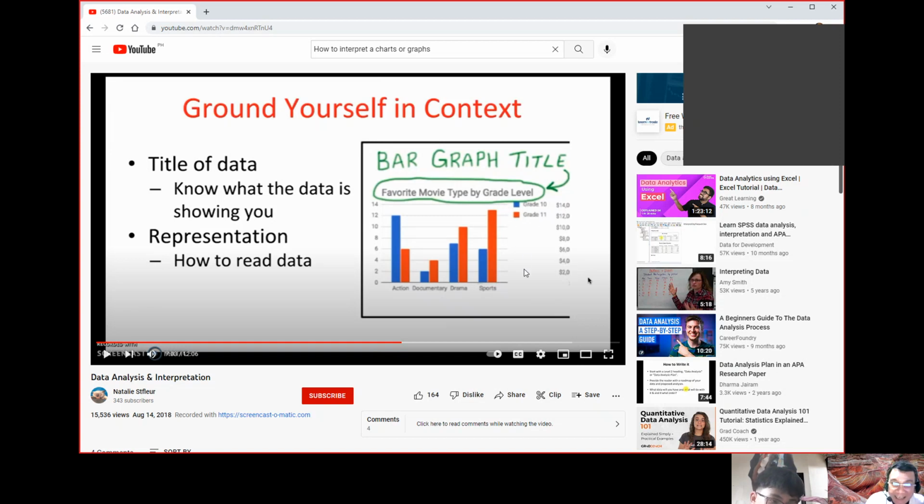Okay? Okay. So let's try to continue. Ground yourself in the context. So you want to begin by reading the title of the data so you know what the data is showing you and identifying which representation it is. Is it a bar graph, pie chart, table? By knowing the representation, you'll know how to read the data.